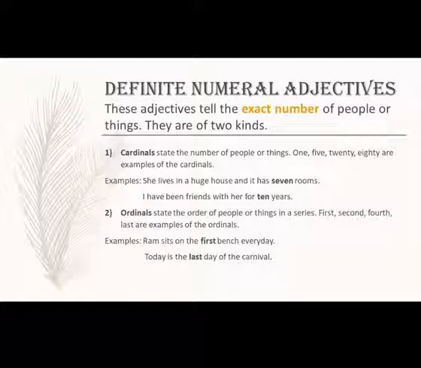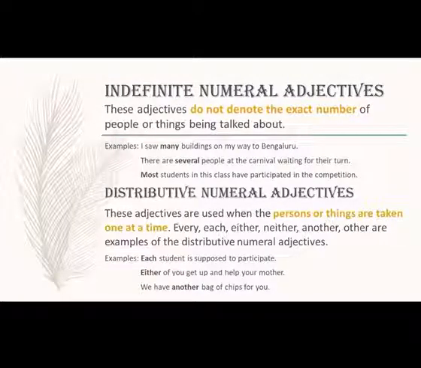Let's move to the next one. It's indefinite numeral adjectives. Definite suggested the exact number. Its opposite is indefinite, which will not tell us the exact number. So, indefinite numeral adjectives do not denote the exact number of people or things being talked about.